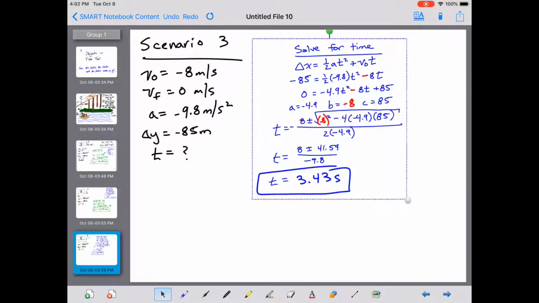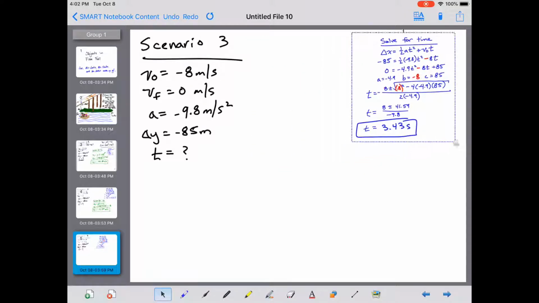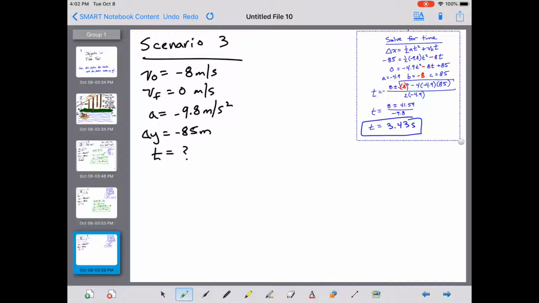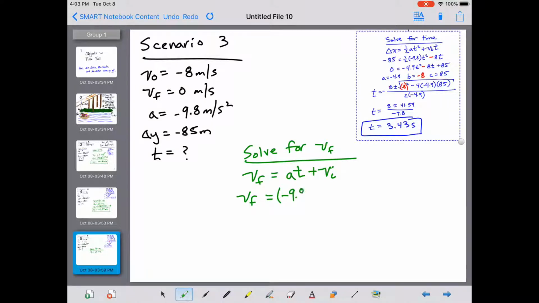All right? So I'm going to put this up in the corner. Final velocity we solve for just as we had before. I'm going to plug that time in. Solve for v final. I get v final is equal to acceleration times time plus v initial. v final is equal to negative 9.8 times 3.43 plus negative 8.